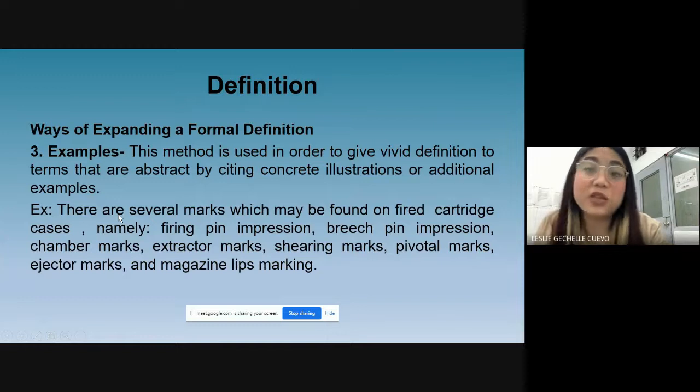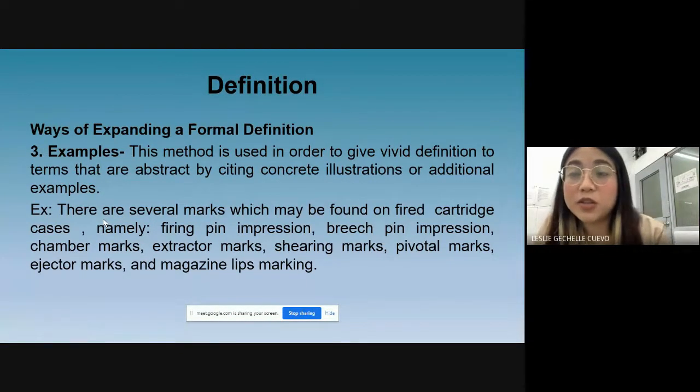And then, another way to expand a formal definition is by examples. This method is used in order to give vivid definition to terms that are abstract by citing concrete illustrations or additional examples. For example, there are several marks which may be found on fired cartridge cases. Namely, ayan, may example siya. Firing pin impression, breech pin impression, chamber marks, extractor marks, shearing marks, pivotal marks, ejector marks, and magazine lips marking. Yun na nga, magbibigay ka ng concrete illustration or additional examples.